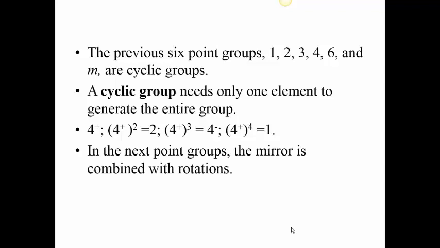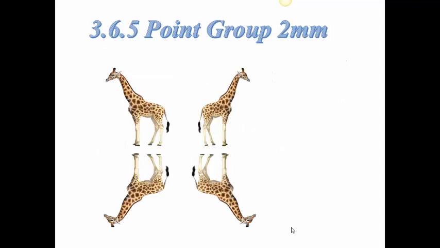For the next point groups, the mirror is combined with a rotation. Oh, here's our friendly giraffes. We're going to look at point group 2MM. Here's an illustration of it with 4 giraffes helping out. You can see there's a mirror plane here and a mirror plane here and a twofold right in the middle.